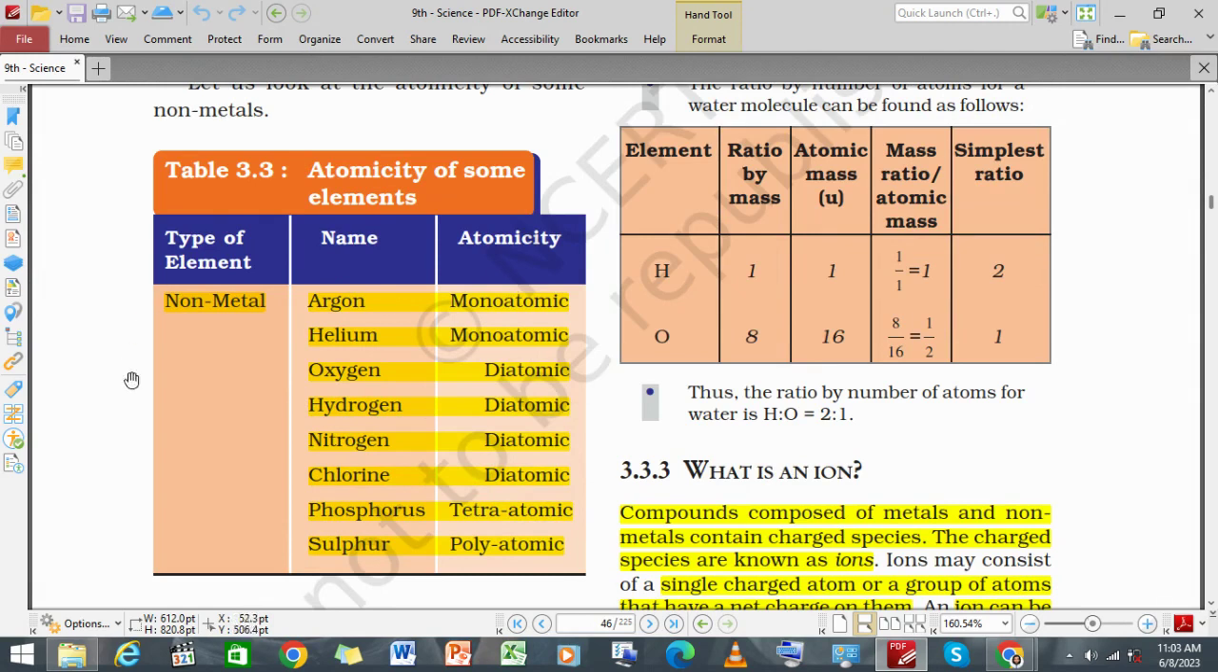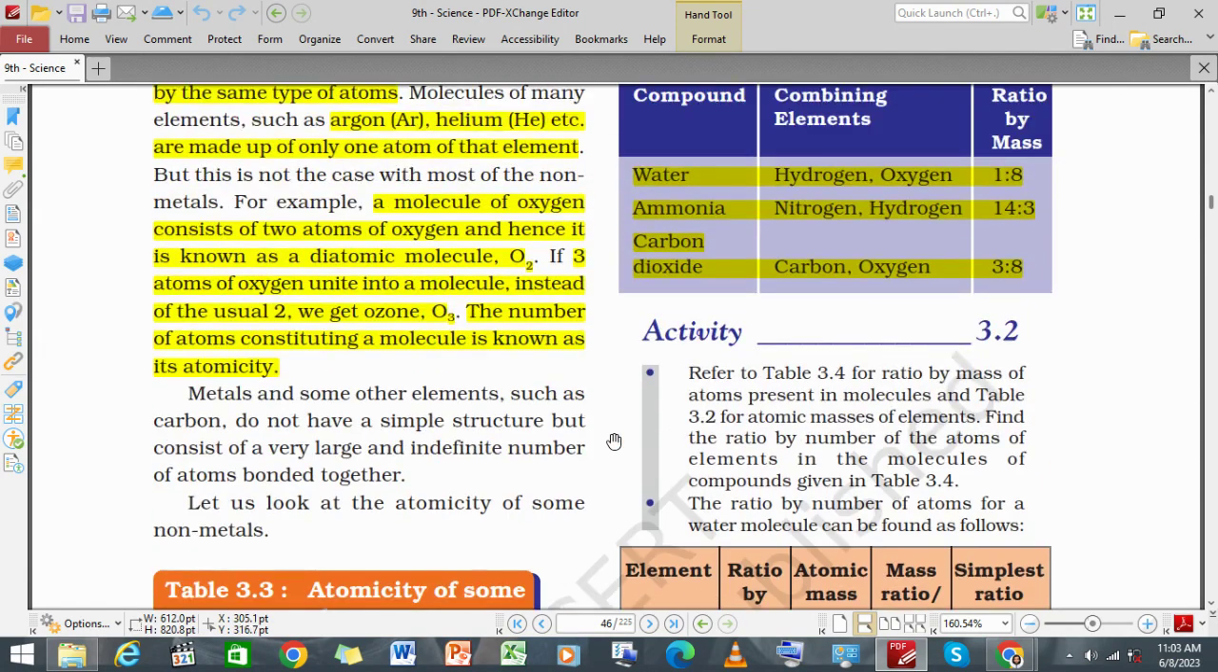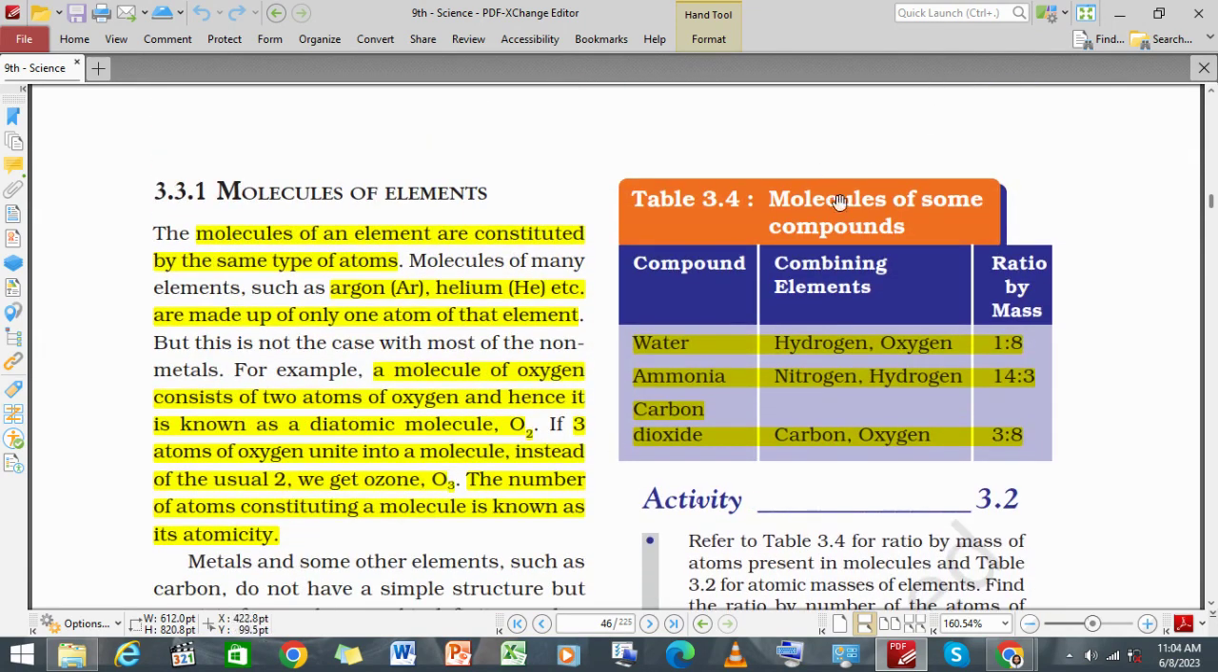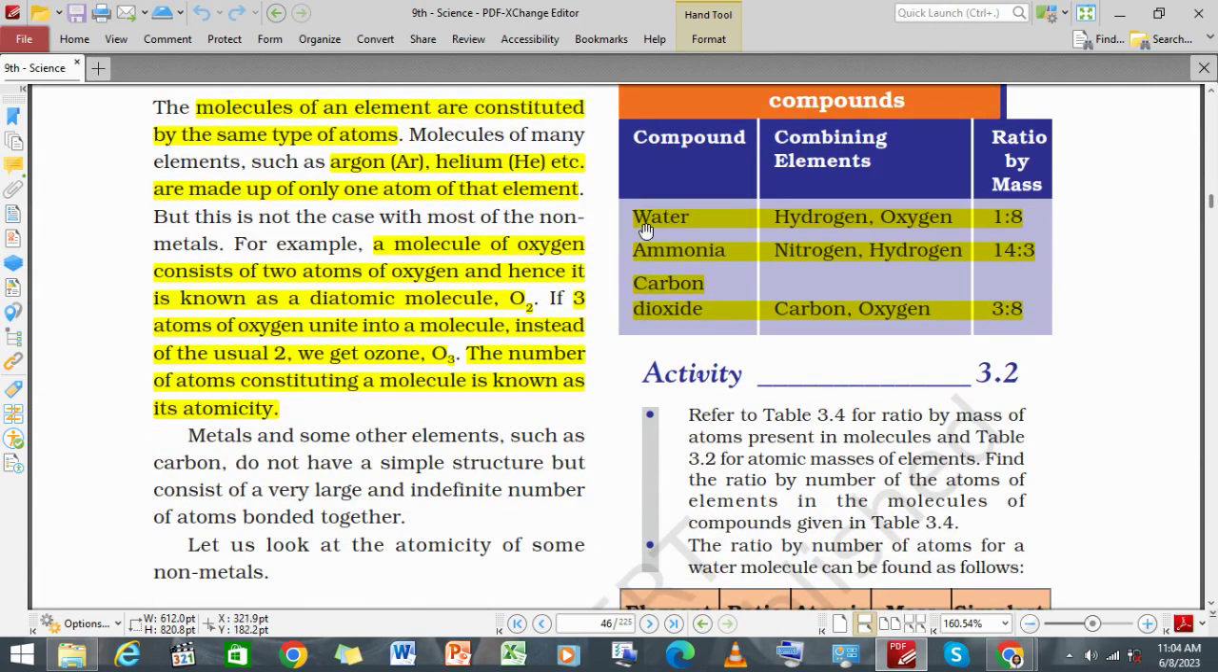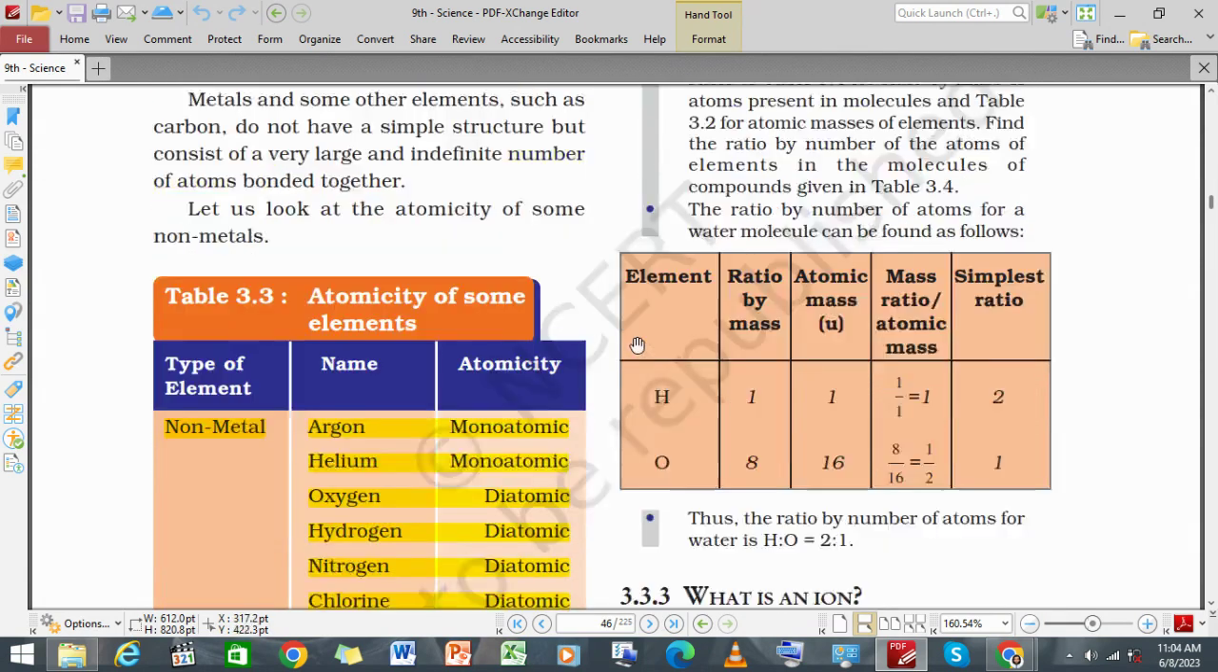Now, the atomicity of some elements has been given. Some non-metals, and these are argon, helium, oxygen, hydrogen, nitrogen, chlorine, phosphorus, sulfur, and whether they are monoatomic, diatomic, tetra or polyatomic, has also been given. It must be remembered. Molecules of compounds: water, ammonia, carbon dioxide. All right, and their ratio by mass has been given.